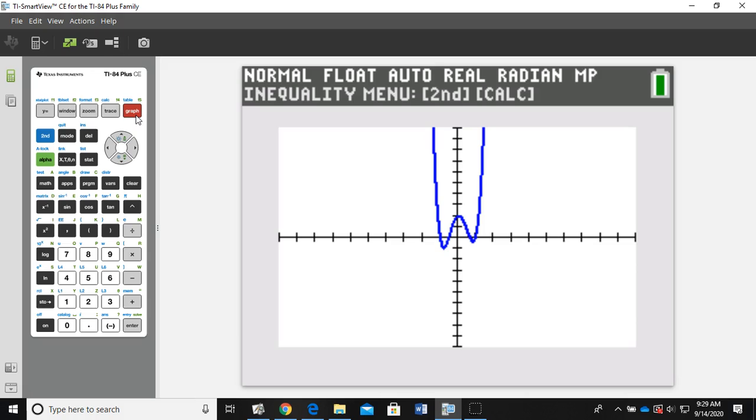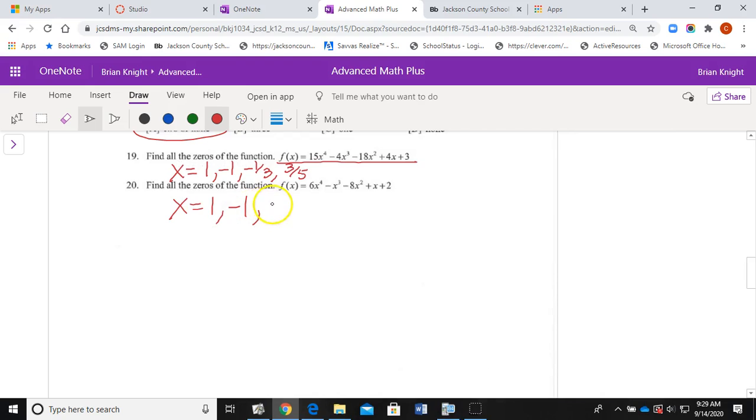And just to save time, so I make sure I write the answers down, I believe it's -1/2 and what was the other one? 2/3. Okay?